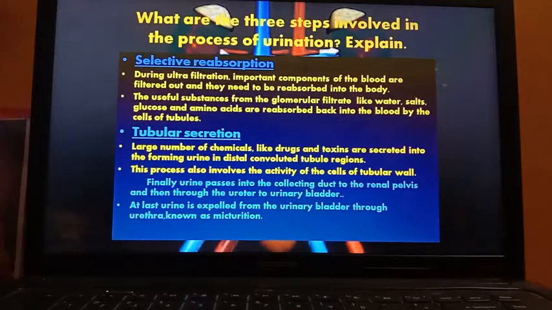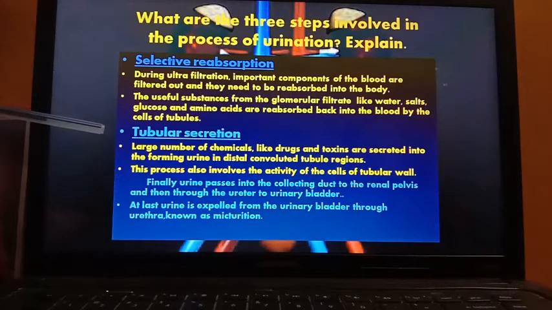Next phase is selective reabsorption. During ultrafiltration, important components of the blood are filtered out and they need to be reabsorbed into the body. So the useful substances from the glomerular filtrate like water, salts, glucose and amino acids are reabsorbed back into the blood by the cells of tubules.